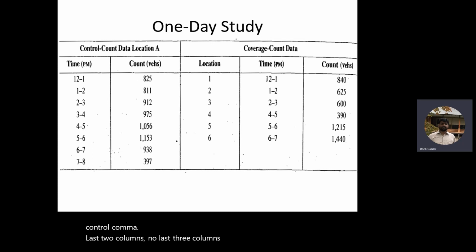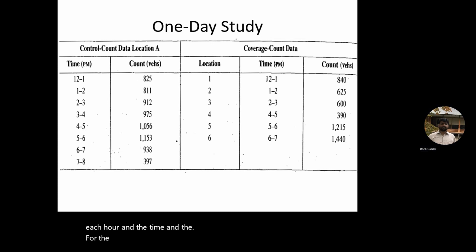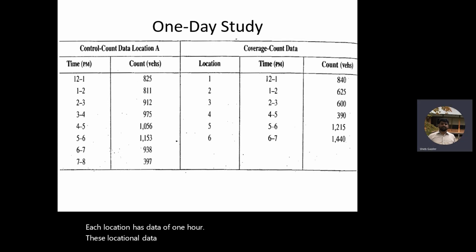data of coverage counts. So on control count, you can see I have data for each hour and the time and the value. For the coverage, each location has data of 1 hour. Okay. Now, for how many hours do I actually need the data?